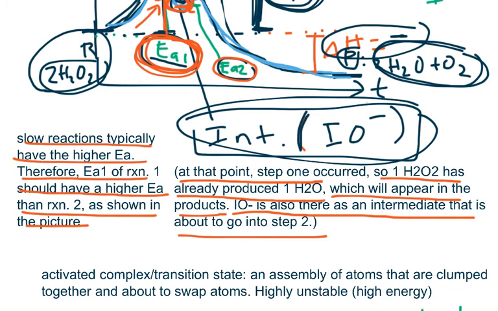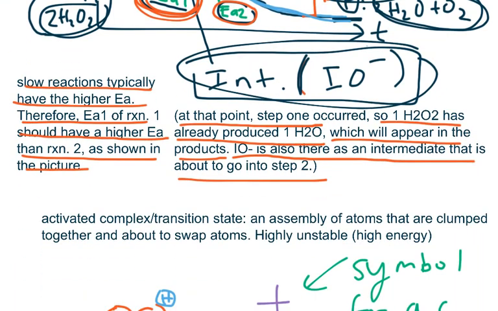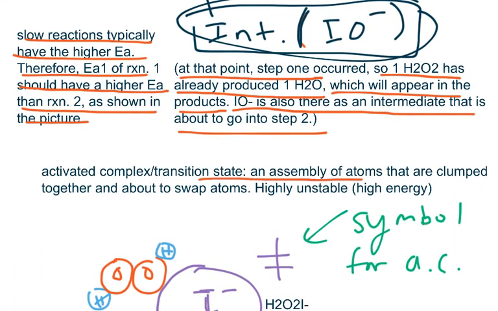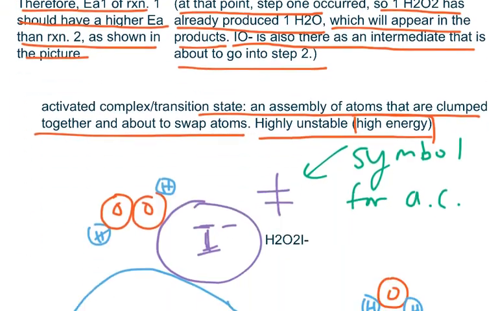So now we need to talk about what an activated complex is, because you see that on the graph and you don't know what it is. The activated complexes are the humps or the peaks of the curve. So these peaks have something called an activated complex. An activated complex is just an assembly of atoms that are clumped together and are about to swap atoms. These complexes are unstable and thus have very high energies, and you can see that on the graph, because these activated complexes are at very high energy states.